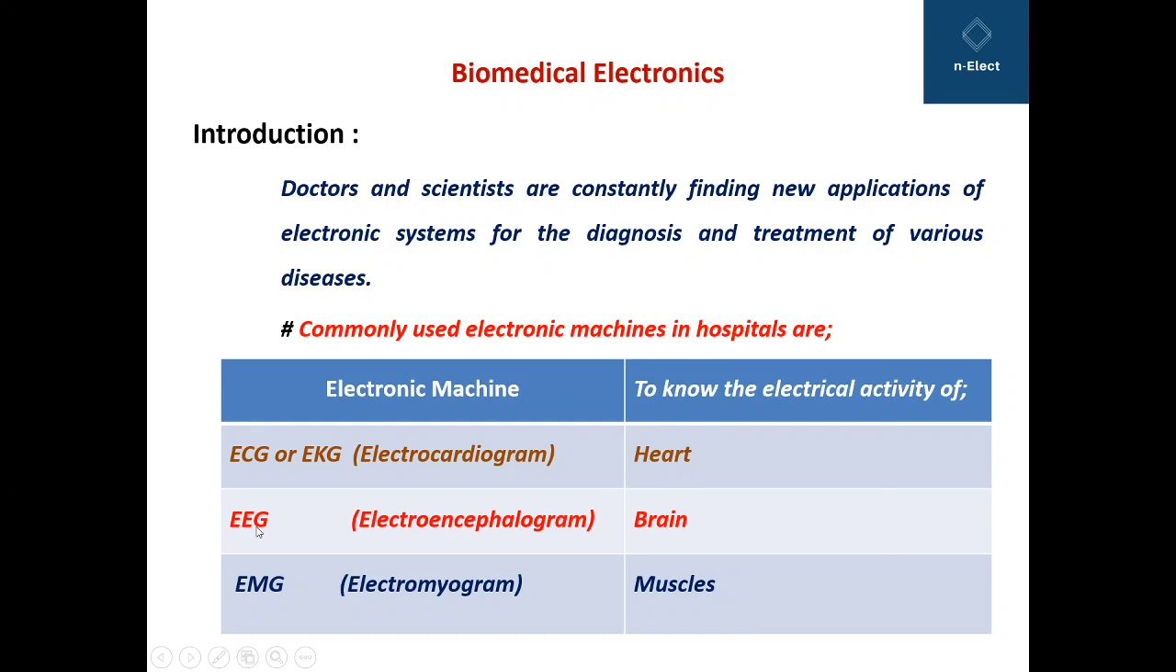Likewise, EEG, which is electroencephalogram, is a machine used to read the electrical activity of brain, while EMG, that is electromyogram, is a machine used to read the electrical activity of muscles. These are some of the common machines which we are going to see in detail in the forthcoming videos. These are some of the biomedical instruments from which parameters of different parts of the human body like heart, brain and muscles can be read and accordingly the patient can be diagnosed.